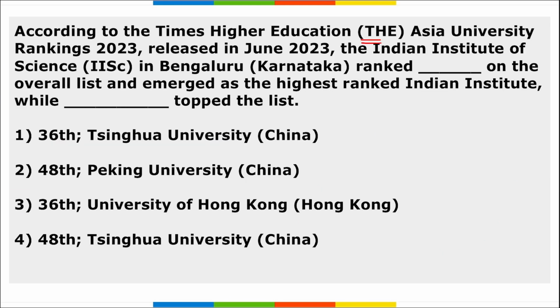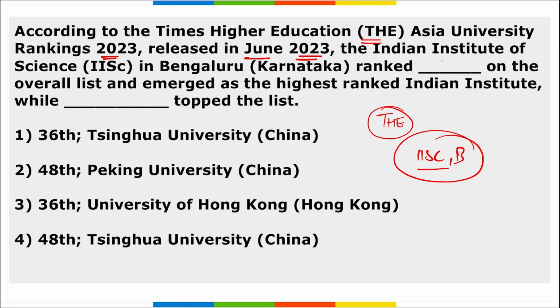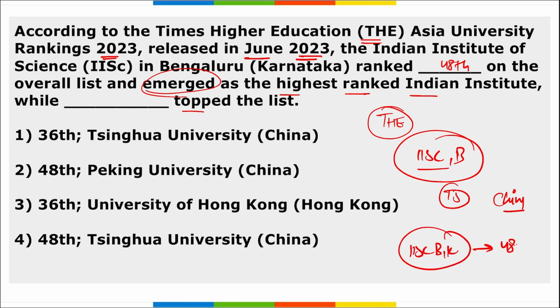Next, according to the THE Asia University Rankings 2023, that is the Times Higher Education ranking of 2023 released in June 2023, the Indian Institute of Science, that is IISc Bangalore of Karnataka, was ranked 48th on the overall list and has emerged as the highest ranked Indian institute in the list. So Tsinghua University in China has emerged as rank 1 in this THE Asia University Rankings 2023, while IISc Bangalore, Karnataka has emerged at the 48th position. Correct? So the right answer here is option 4. Then coming back, remember what is the rank of IISc?